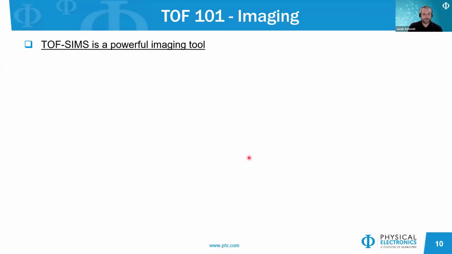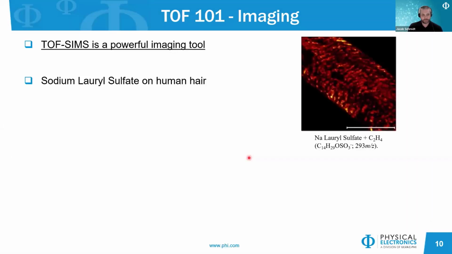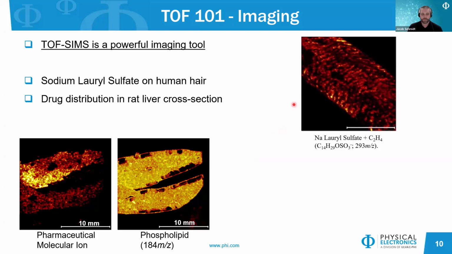We also learned that TOF-SIMS is a powerful imaging tool. Here's an example of a human hair and how we can use TOF-SIMS to image the location of sodium lauryl sulfate concentrated on the hair. We also can use TOF-SIMS to analyze pharmaceutical ions. And in this case, we have a cross-section of a rat liver, and we can see where the pharmaceutical drug has been located in the liver.